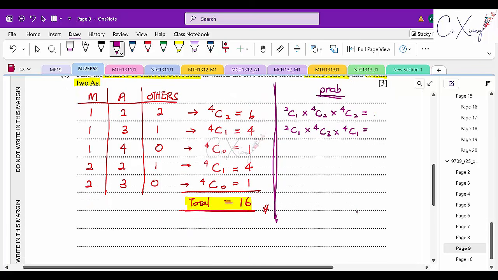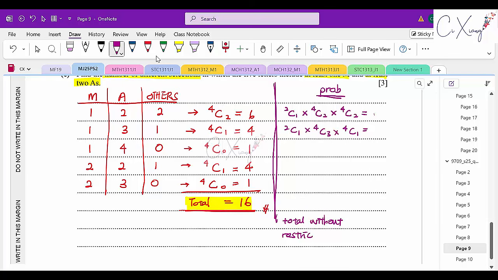So the total without restriction, oh sorry, I shouldn't put it here. It should be something like this. Total without restriction. Since I already tried it out, how about I calculate the probability for you so that you know the proper difference? This is the number of combinations. Then this one is to calculate the probability. So I'll try to complete the calculation.